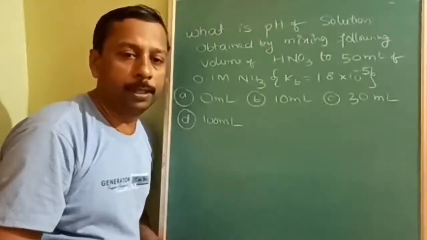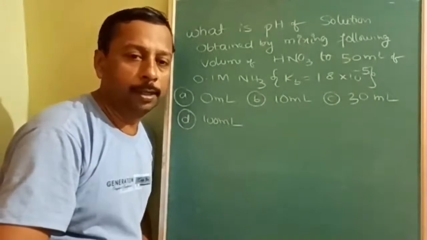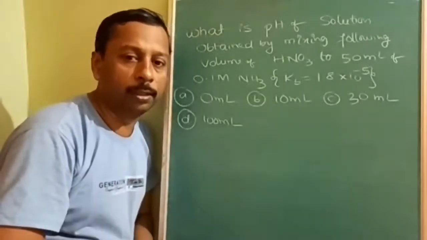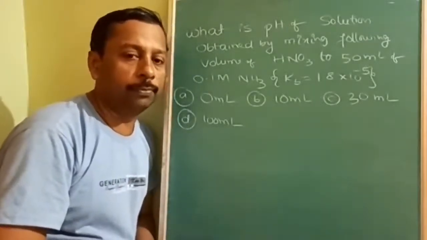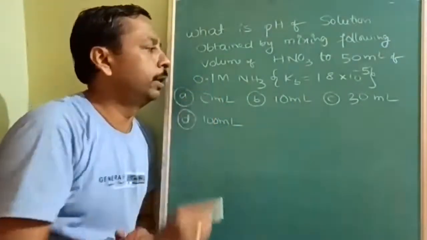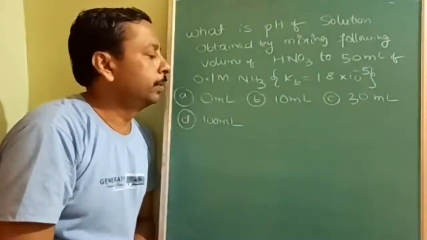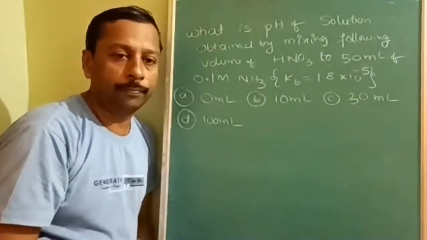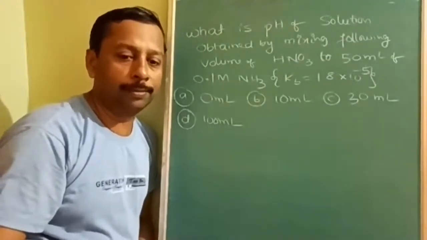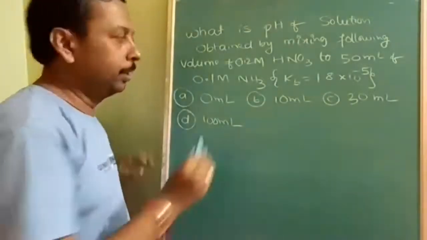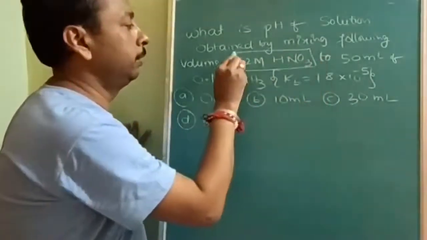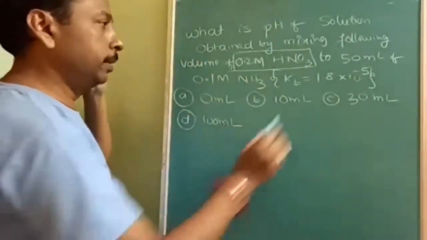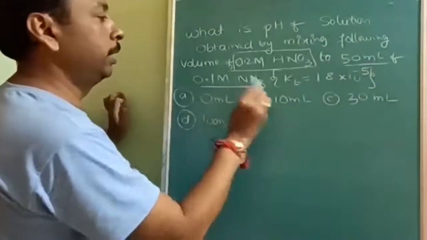What is the pH of the solution obtained by mixing the following volumes of HNO3 to 50 ml of 0.1 molarity NH3? First 0 ml, 10 ml, 30 ml and 100 ml. Four answers you need to tell me. Here the concentration of HNO3 is 0.2 molarity with different volumes. For the base it is fixed: 50 ml, 0.1 molarity NH3.